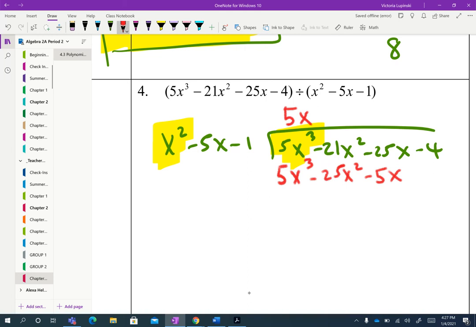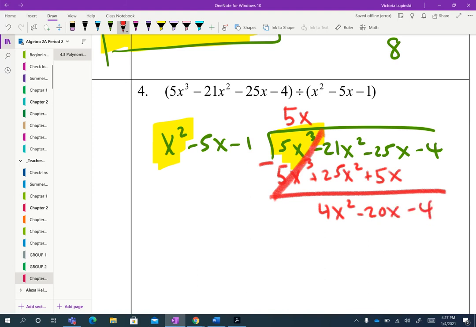Then from here, when you draw the line, you change the signs. So the cubes are out. Careful, a negative 21x squared plus a 25x squared. That's going to give me a positive 4x squared minus a 20x, and then bring down the minus 4.